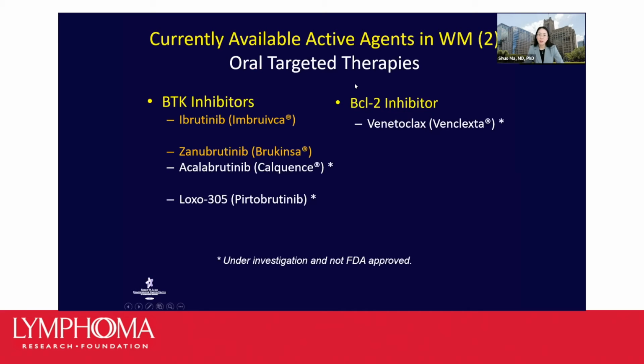But the more exciting new treatments for Waldenström are oral targeted therapies. Currently, the ones that are FDA approved are two drugs under the category of BTK inhibitors. We'll go into more detail about what it means to be a BTK inhibitor. That includes Ibrutinib, Imbruvica, and Zanubrutinib, Brukinsa. There are also two other BTK inhibitors I will touch on when I talk about clinical trial data because they're also very promising new agents. And then lastly, there's a different class of oral targeted therapy called BCL2 inhibitors, represented by venetoclax.